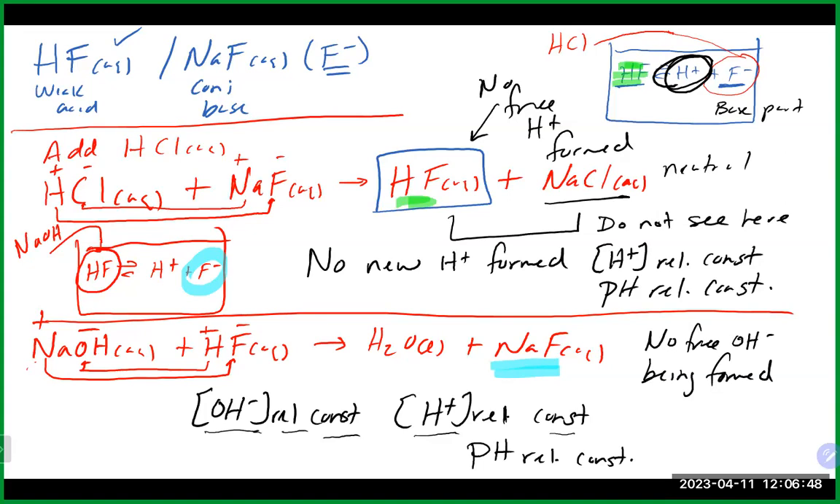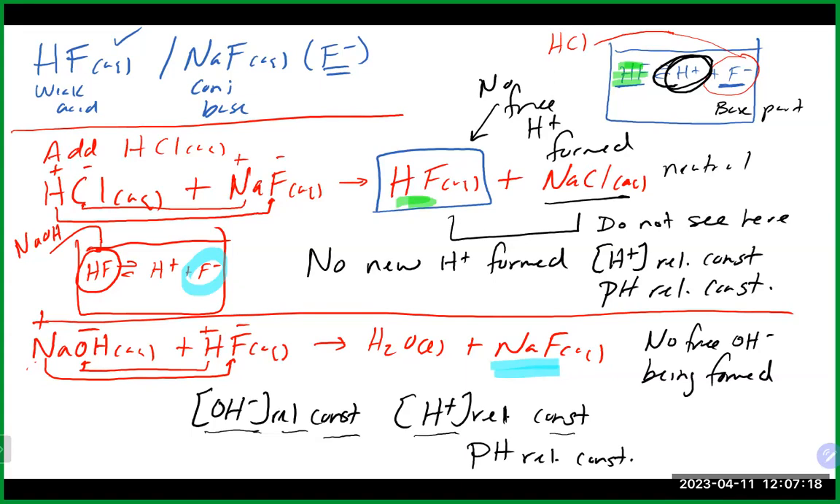So the way a buffer is able to function is because it has an acid part and a base part. When you take some acid or base and put it into a buffer, it's able to prevent the formation of free H plus or free OH minus. And by preventing more of those H plus or OH minus from being formed, it's able to keep those concentrations constant and also keeps our pH relatively constant as well.